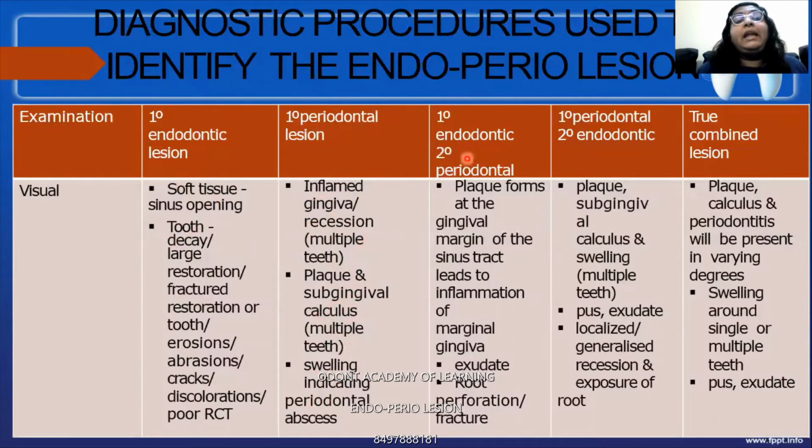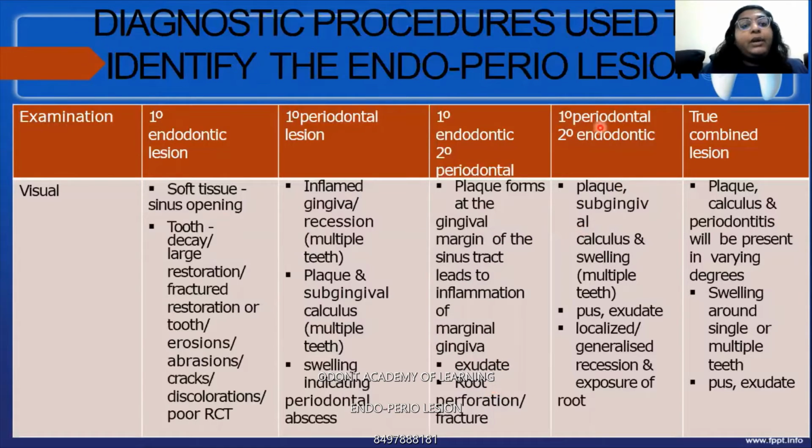Now coming to primary endo with secondary perio involvement, plaque forms at the gingival margin of the sinus tract, leading to inflammation of the marginal gingiva. So it's primary endo. That means the problem has started from within the tooth, okay? That means endo involvement happened first. You can see exudate there, and root perforation or fracture is also seen. So the etiology is endo-related. That means the tooth is causing the problem and not the periapical tissues.